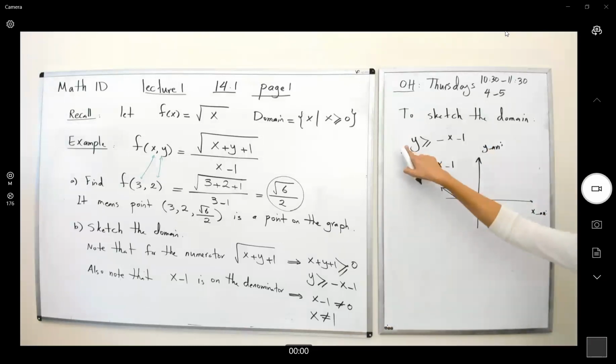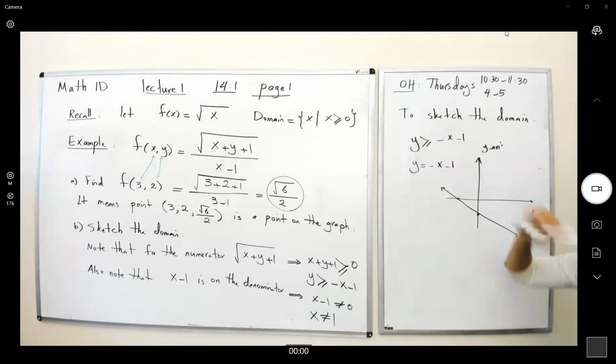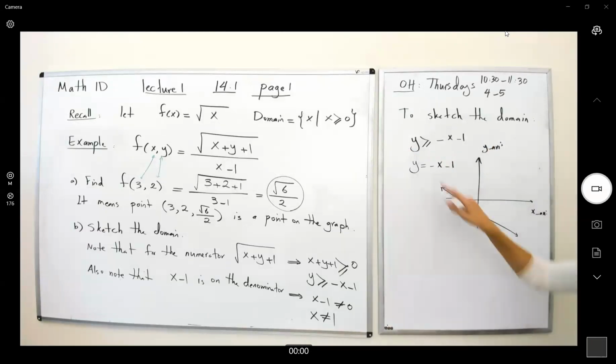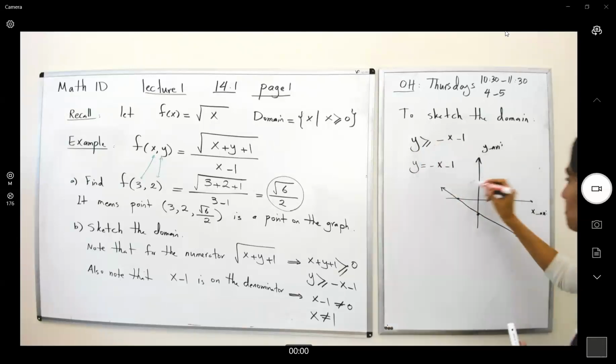Okay. It says y is greater than or equal to negative x minus 1. I can use 0 and 0, the origin, as the checkpoint. If I plug in 0 and 0 here, it says 0 is greater than or equal to negative 1, which is true. So it means that the origin, or 0 and 0, is part of the solution of this inequality.